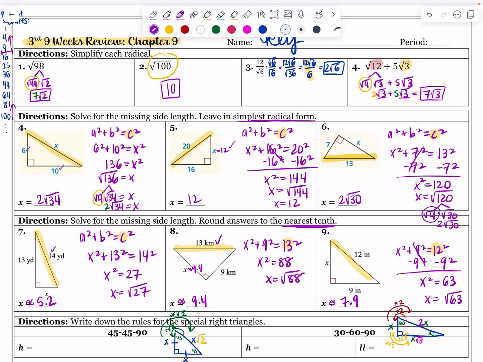So notice the first section was Pythagorean theorem in simplest radical form. The second section is Pythagorean theorem rounded to the nearest tenth. We try to test y'all on both of those. You never know how that's going to appear on a standardized test. And so I do want y'all to see the difference in that process. So that is numbers 1 through 9.